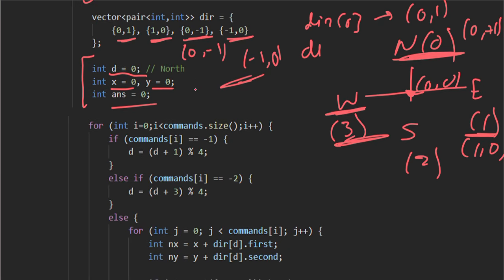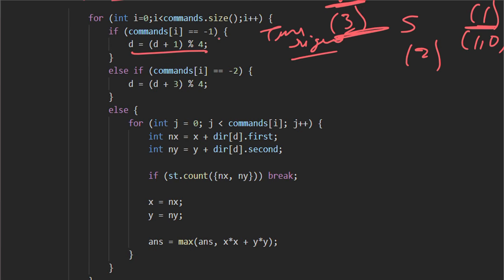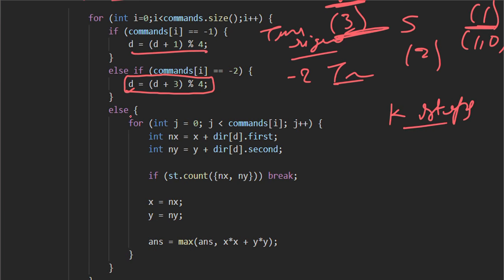Then after that we process one command at a time, and if our command is minus 1 it means we have to turn right, and we already discussed how we will be updating our d when we turn right, right? So we update our d. Then if the second command is minus 2, it means turn left, and again we have already discussed how we will be updating our d if we turn left. Or the third command can be move k steps. So what we do is we use a loop from j is equal to 0 to k, and this loop will run k times.